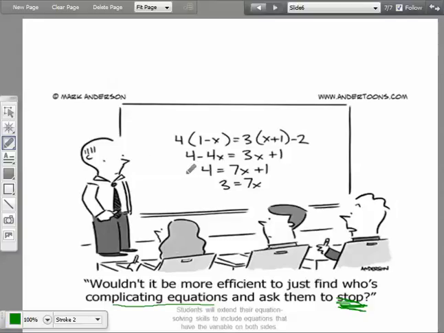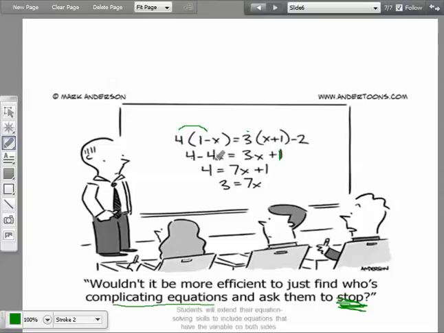I want you to see what this professor has got up here on the board. Okay? This problem here, distributive property. 4 times 1 is 4. 4 times minus x is minus 4x. 3 times x is 3x. 3 times 1 is a 3. Minus 2 gives you the 1. That's what he did.